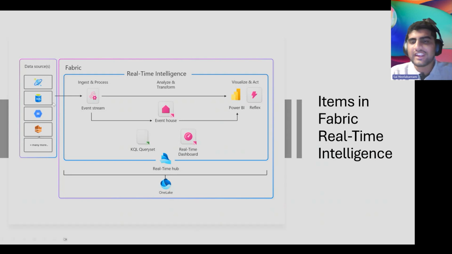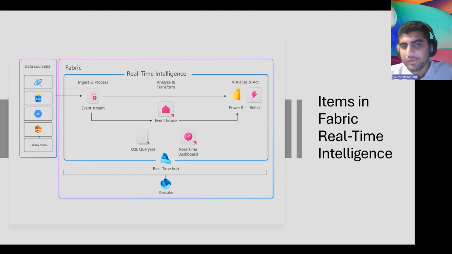After we get the data from the data sources, we will be using the event stream, where we will be ingesting and also processing the data using the event stream item. And once we have the data in the event stream, we will be using the event house to analyze and also to store the data.